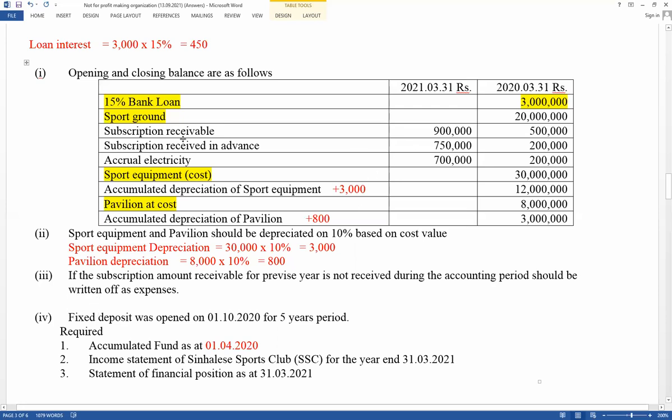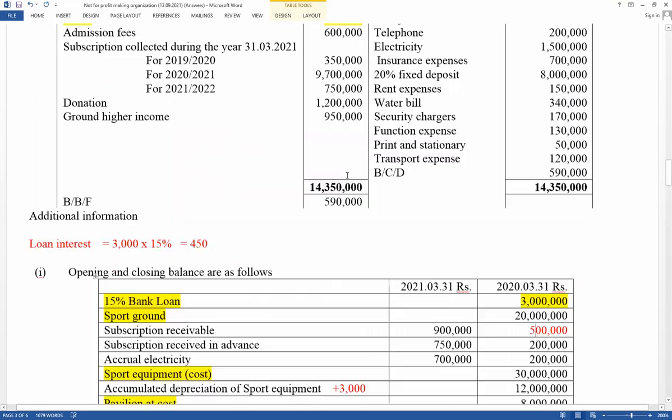Then this is the subscription receivable for the previous year, 5,000. Think about the previous year receivable amounts. 5,000 is not received during the accounting period. Therefore, 5,000 is receivable. But the received amount it has given in the cash account.